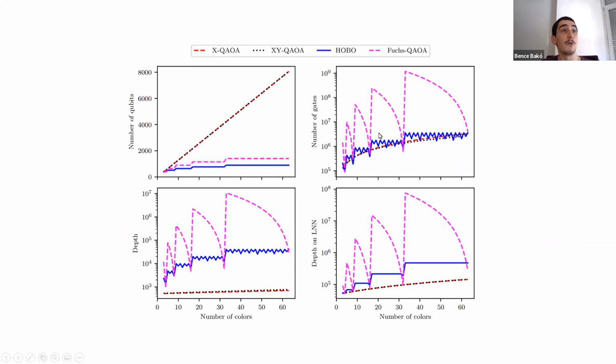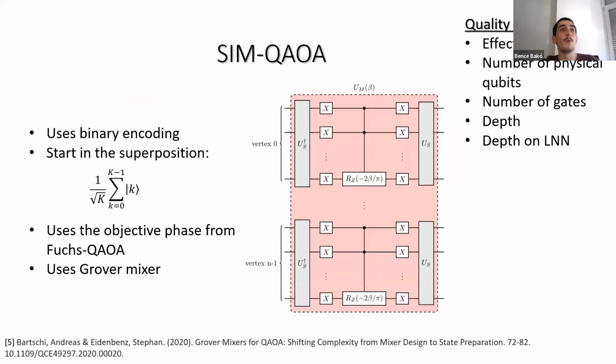And if we look at the implementation, and we tested numerically how these metrics scale, then we can see that if the number of colors is a power of 2, then Fuchs is quite good, but otherwise it scales really badly. So what we did was we tried to get rid of the fixing phase of Fuchs completely.